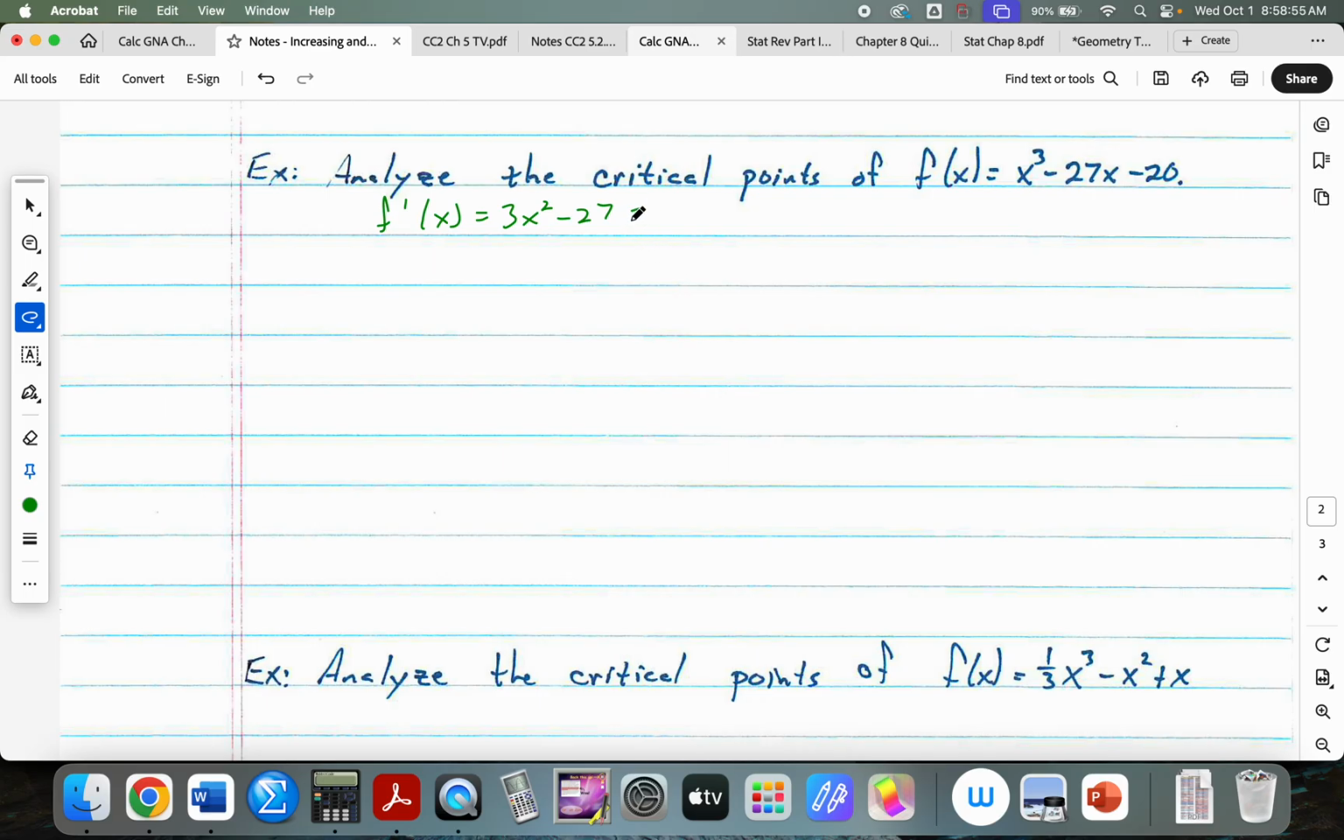So I'll set this equal to 0. So that means that 3x squared is equal to 27. Divide, x squared is equal to 9. So x is equal to plus or minus 3. The analysis is very much like what we just did a moment ago. I think a number line is helpful. It's not sufficient as justification, but it is helpful.